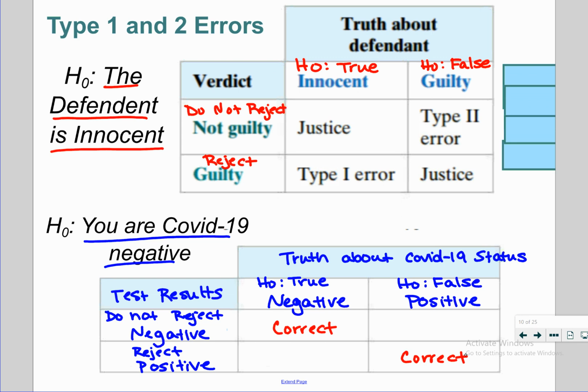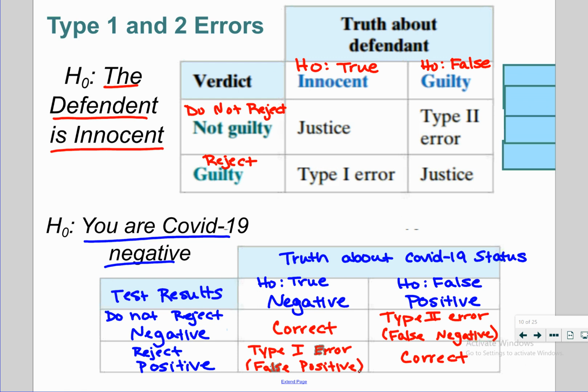But if you have COVID-19, but the test result shows that you're negative, that is what we call a type 2 error. And in the medical community, you've probably heard this before, a false negative is a type 2 error. Okay, and it can be any type of testing. We're just using this specific virus as an example. If you are negative, but the test shows that it's positive, that is a type 1 error. And that is a false positive.